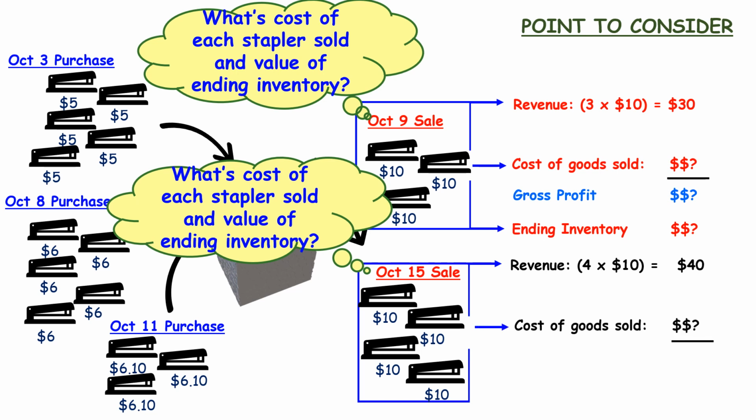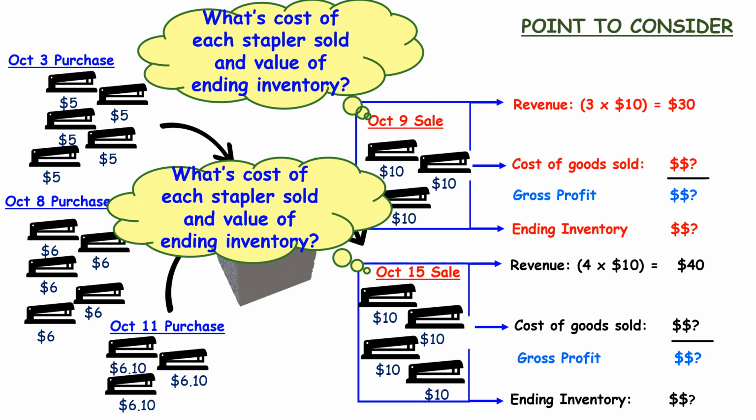Now, hard to answer that question again because of two things. All staplers are identical and the cost of those staplers are different. So I don't know whether I picked up $5, $6, or $6.10. And I don't know the value of the remaining staplers in the box. Are they $5, $6, or $6.10?